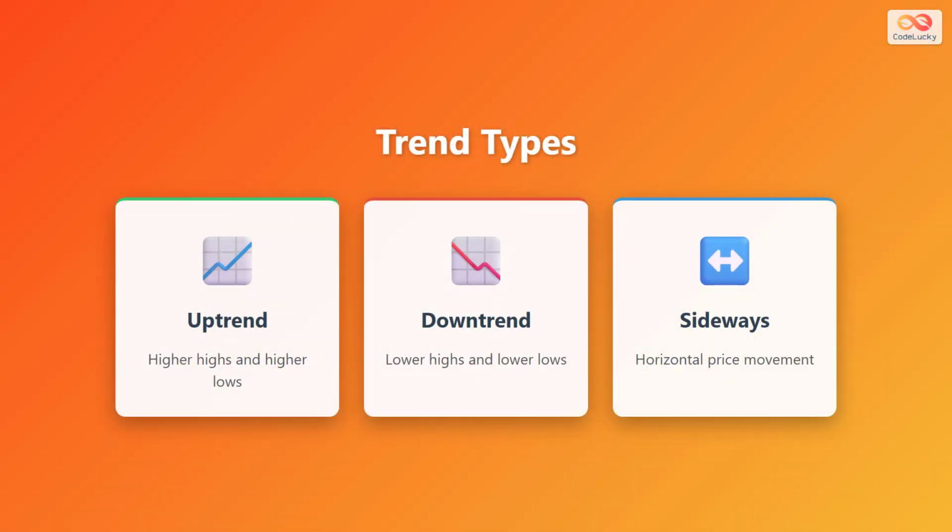Trends describe the general direction of price movement over time. An uptrend is characterized by higher highs and higher lows, meaning the stock is consistently moving upward. A downtrend shows lower highs and lower lows, indicating consistent downward movement. A sideways or horizontal trend means the price is moving within a range without a clear direction up or down. Identifying the current trend is essential because one of the golden rules of trading is to trade with the trend, not against it.